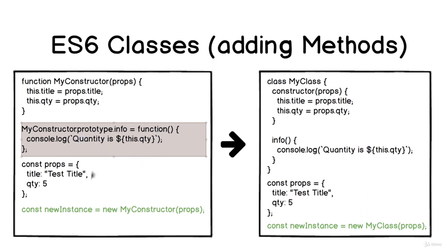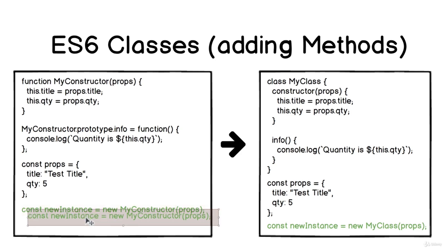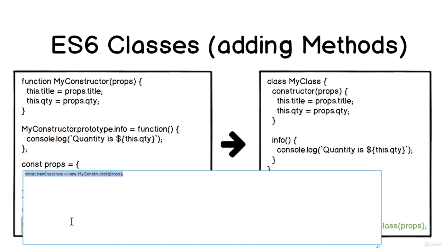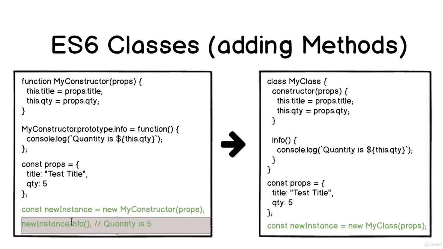For example, if you call this function like this, let me add here a new line. So new instance dot info function call, and here I will get quantity is 5.